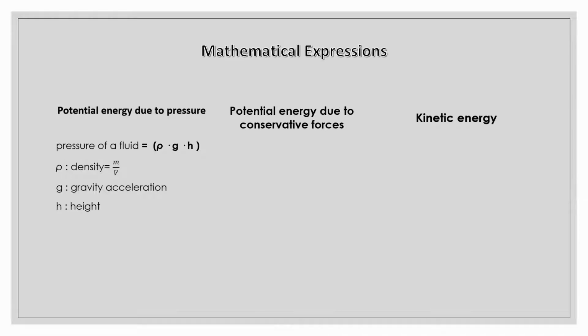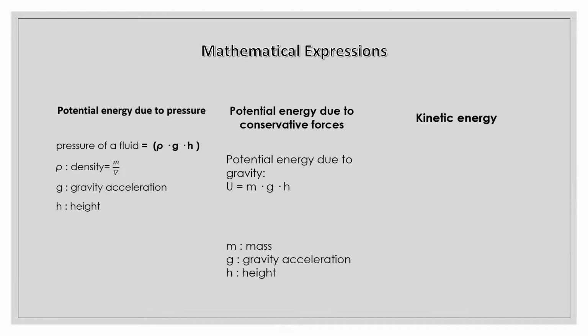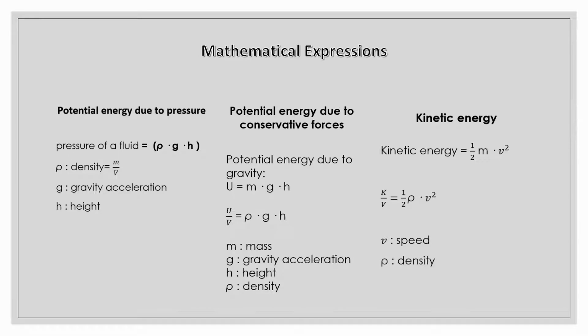For potential energy due to gravity, it is equal to the mass of the object times gravity acceleration times height. However, if we are talking about a fluid instead of an object, we can't use mass, since the center of mass is constantly changing. Therefore, we will divide the equation by volume to replace mass by density, which is taken to be constant. As for kinetic energy, it is equal to half the mass of an object times the square of its velocity. And again, we can't use mass here, so we divide the equation by volume.